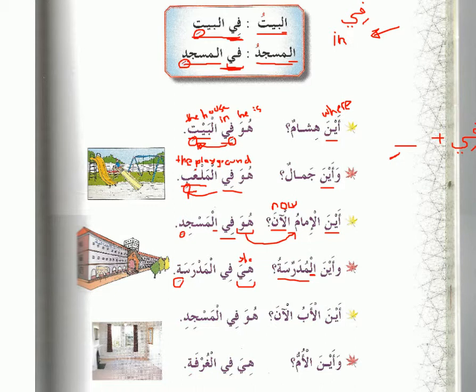So if I gave you a female word, how about ghurfatu, if you wanted to say in the room? Ghurfatu is like a bedroom. Ghurfatun is a bedroom. A room. How would you say in the room? In the bedroom.